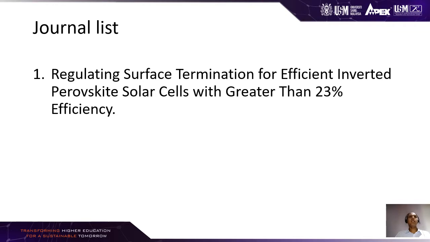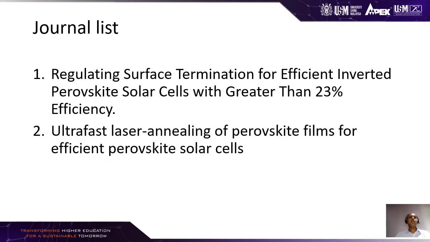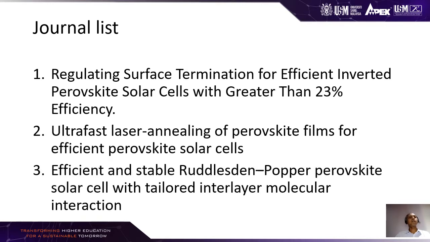The first one is Regulating the Surface Termination for Efficient Inverted Perovskite Solar Cells with Greater Than 23% Efficiency. For the second journal, I have chosen Ultrafast Laser Annealing of Perovskite Films for Efficient Perovskite Solar Cells. And finally, for my third journal, I'll be looking at Efficient and Stable Ruddlesden-Popper Perovskite Solar Cell with Tailored Interlayer Molecular Interaction.